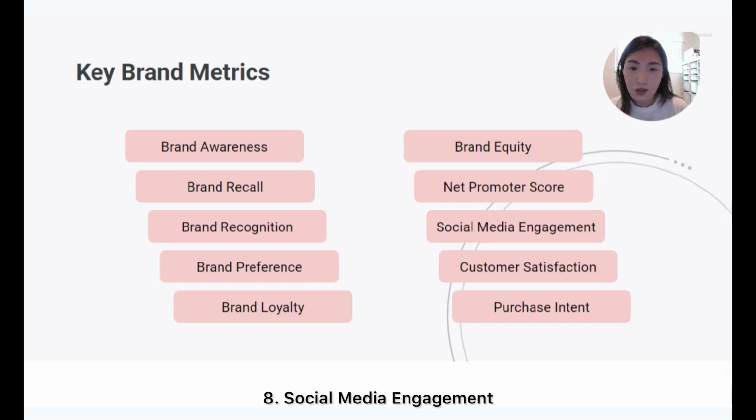8. Social media engagement. This measures how much consumers interact with a brand on a social media platform. It can be evaluated through metrics like likes, shares, comments, and followers. 9. Customer satisfaction. This measures how satisfied consumers are with the brand's products or services. It's often assessed through surveys asking consumers to rate their satisfaction on a scale.